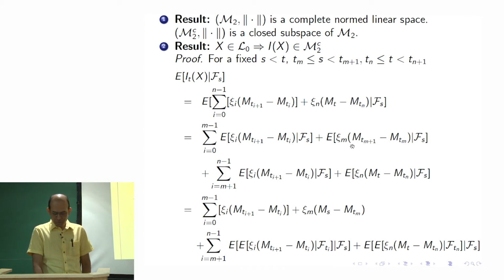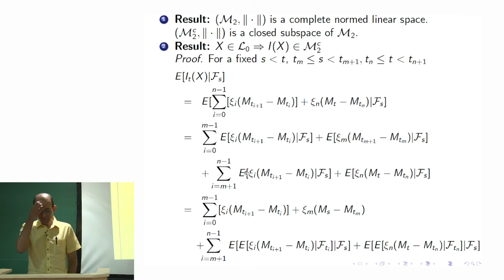And now, for this part, when we take the conditional expectation, we see that xi_m is F_s measurable. So, xi_m comes out of the expectation, and the expectation of M_{t_{m+1}} given F_s is M_s itself due to the martingale property. So, we get xi_m times M_s minus M_{t_m}. This is F_s measurable, so it is as it is.